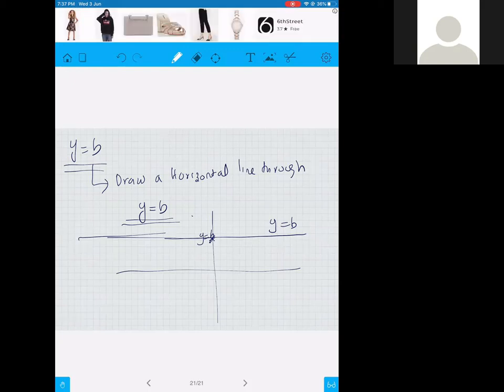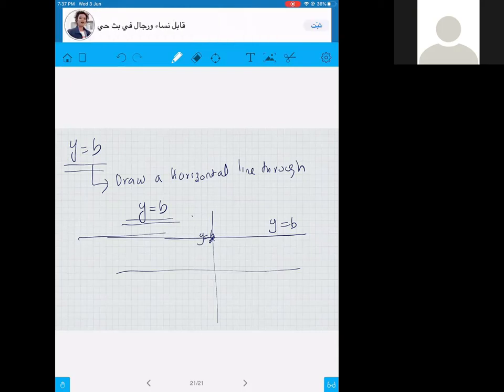Can you repeat again, please? I mean, sir, if y is equal to b, then how do we figure out like... No, b can be... My question: either b can be a positive value, or here in this case, b is a positive value. Yeah. But we can take a negative value as well, correct?